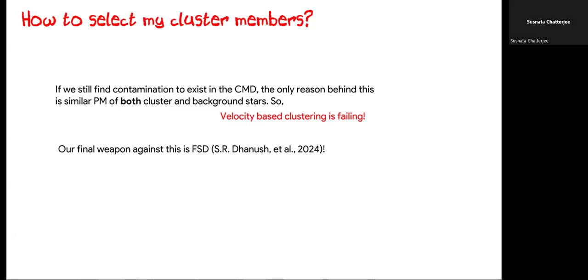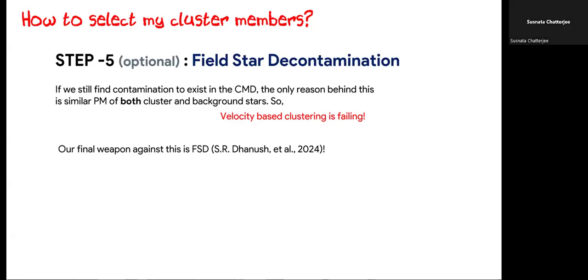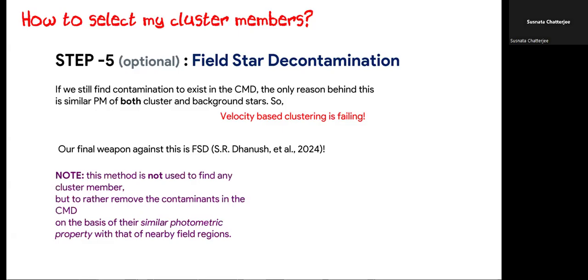We implement the FSD model as given by S.R. Dhanush et al. 2024. FSD stands for field star decontamination. Note that before trying to understand it, this method is not used to find any cluster member, but rather to remove the contaminants in the CMD on the basis of similar photometric property with that of nearby field regions. The stars we get by this method are the maximum that can be obtained statistically.